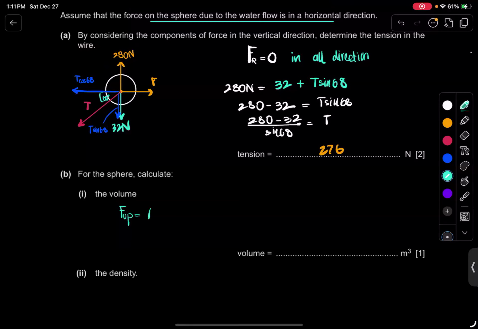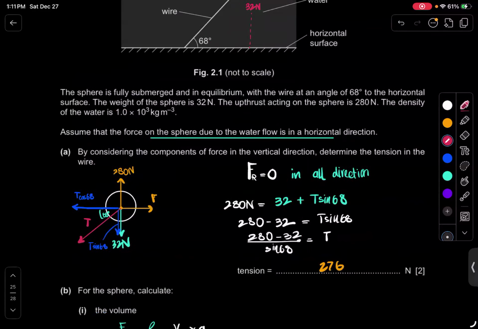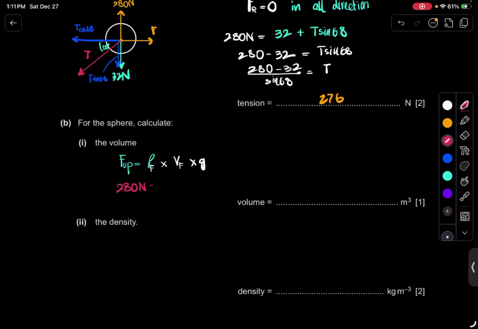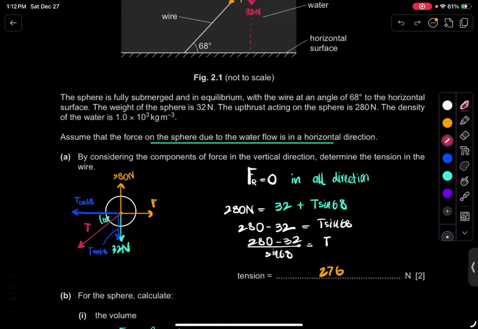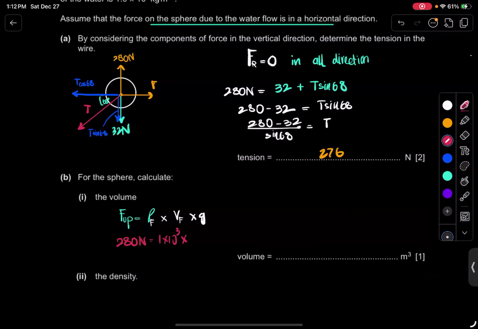F upthrust is equal to density of the fluid multiplied by volume of the object submerged, or the volume of fluid displaced, multiplied by g. We know what the upthrust is. It's 280 Newton. And be careful to use the density of the fluid over here, right? Because that's what the formula uses. What is the density of the fluid? That was given. Water is given, 1 times 10 to the power 3. And Vf is what we want to find out, times g, right?